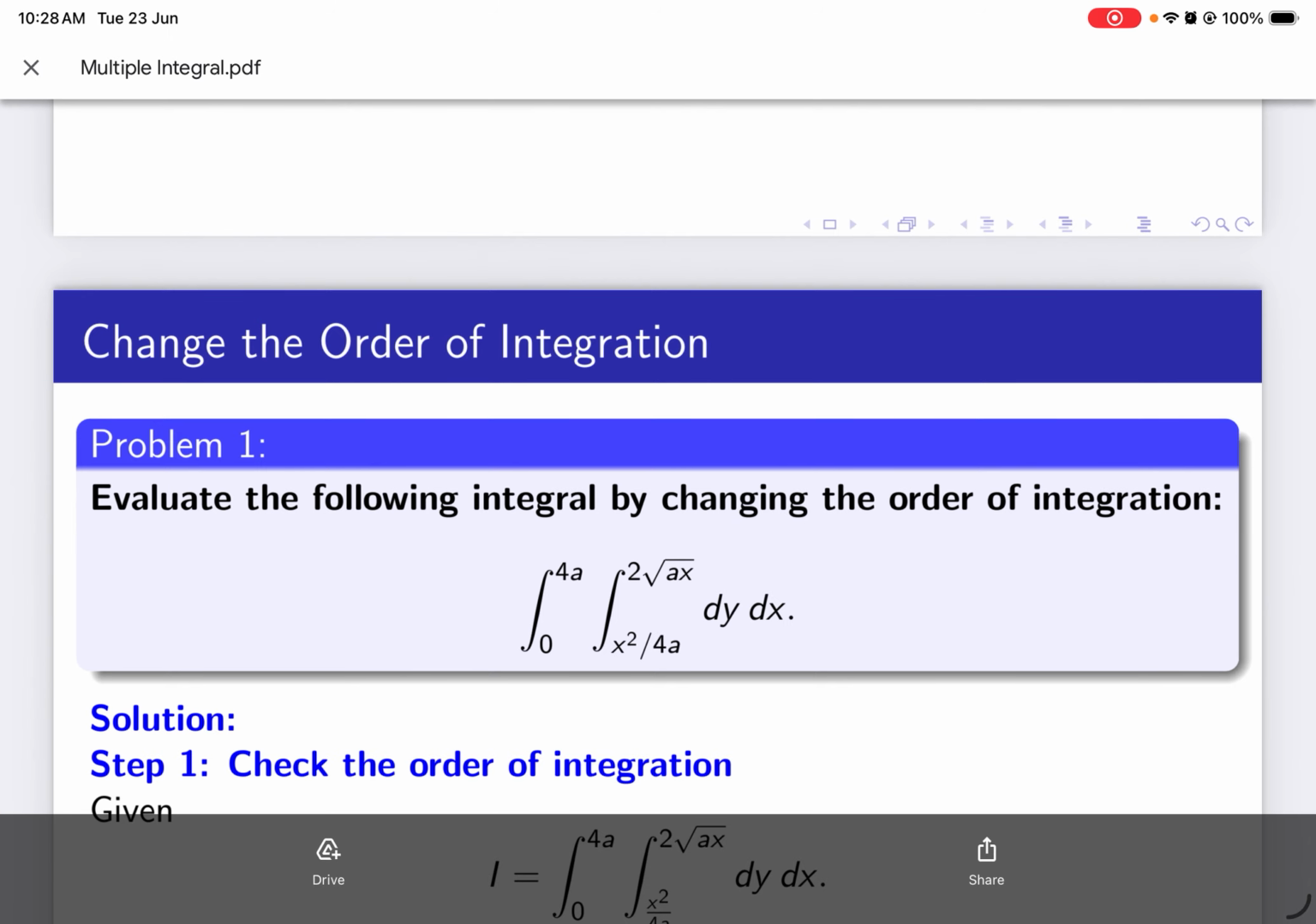Double integral over x squared by 4a to 2 times square root of ax, dy dx, with x from 0 to 4a. Okay, this is the question. I am going to discuss all the steps one by one.